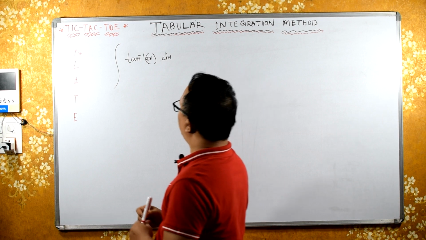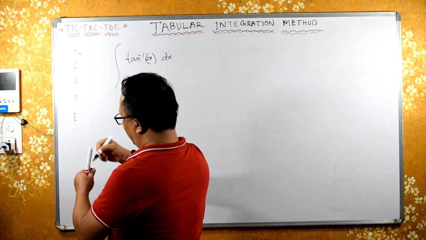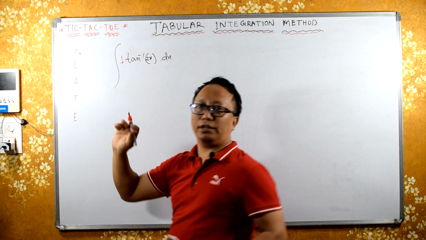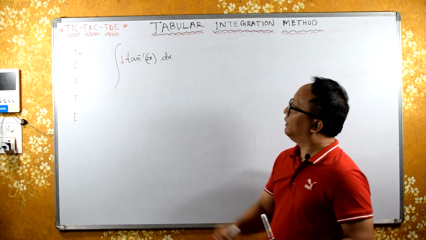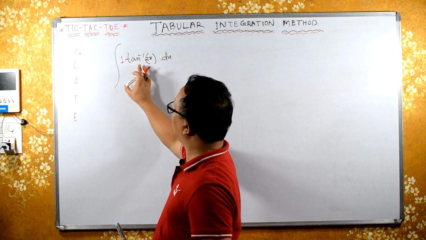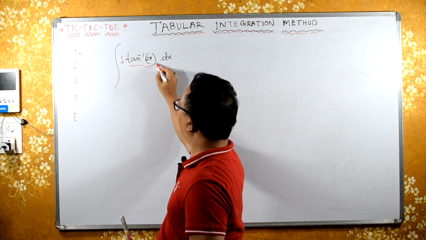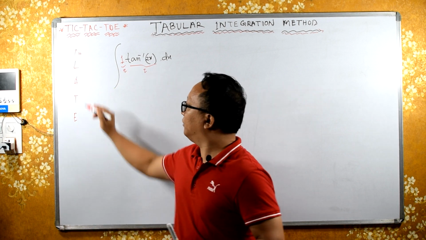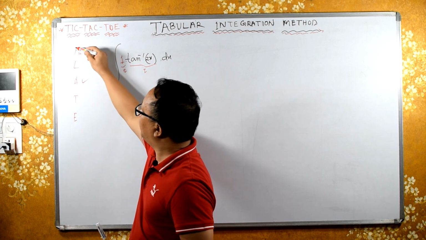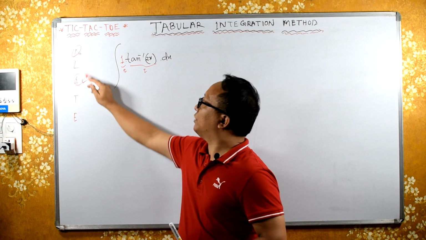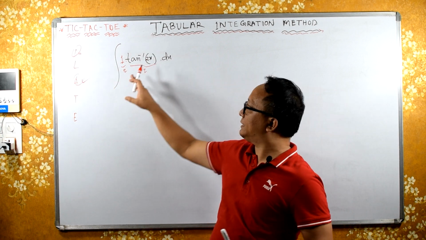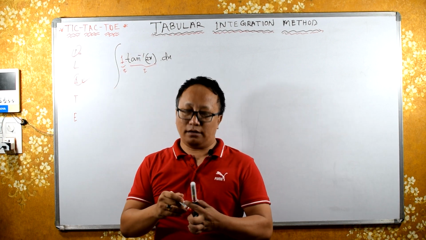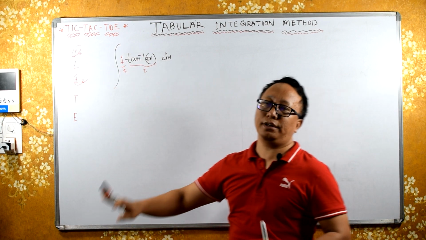This is same as what? I can write over here, this is same as 1 into this. What we normally consider, 1 is algebraic, so this becomes the first function and this becomes the second function. Normally we have algebraic over here, inverse trigonometric over here. So inverse trigonometric we choose as first function, and 1 as algebraic second function. This is how we solve.